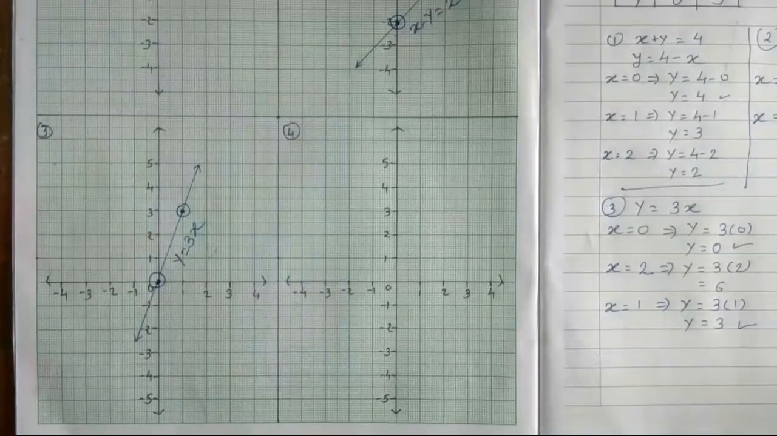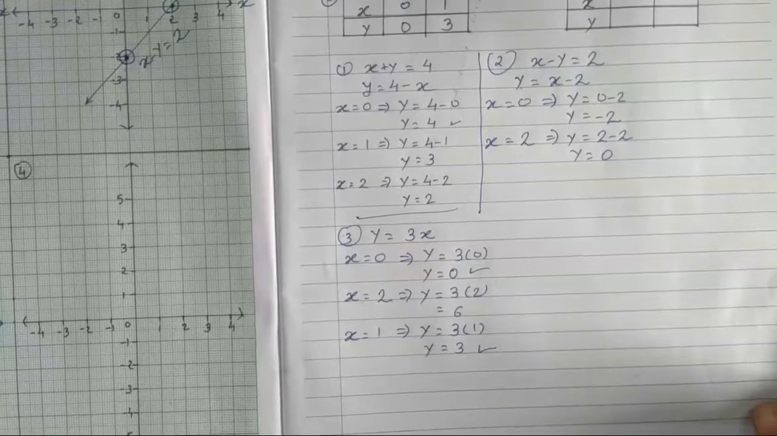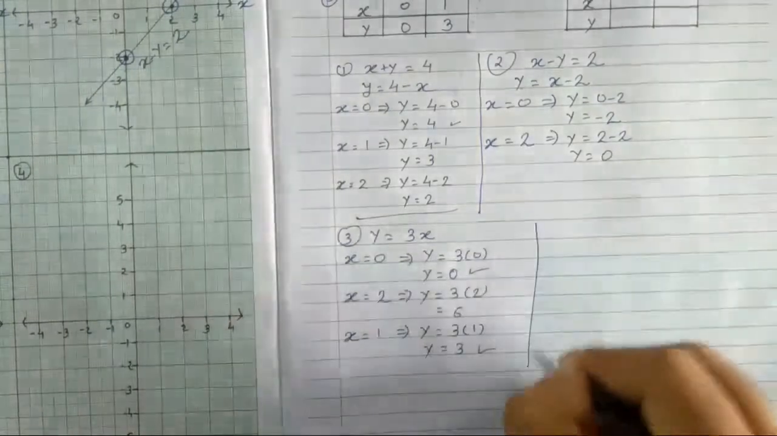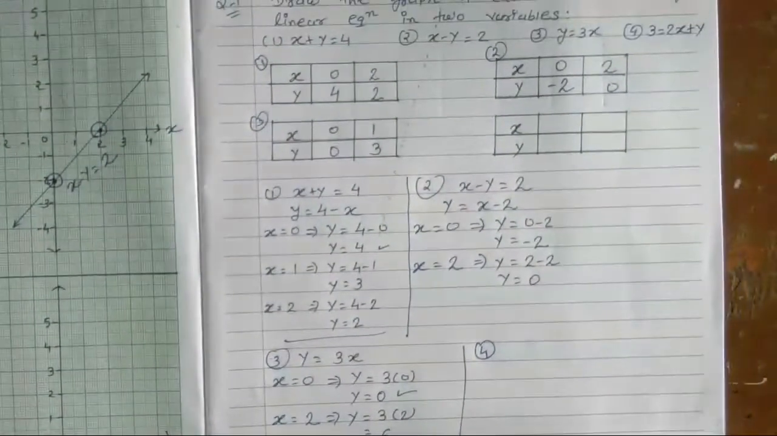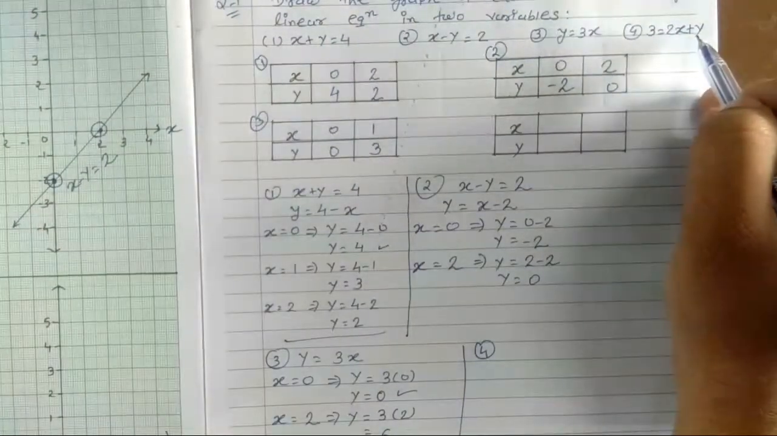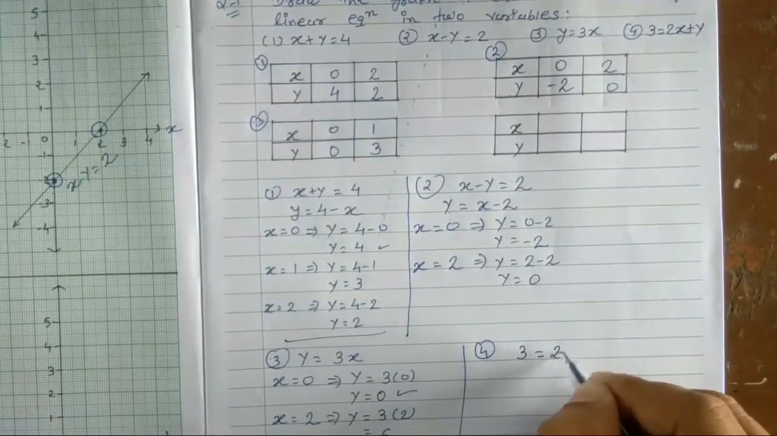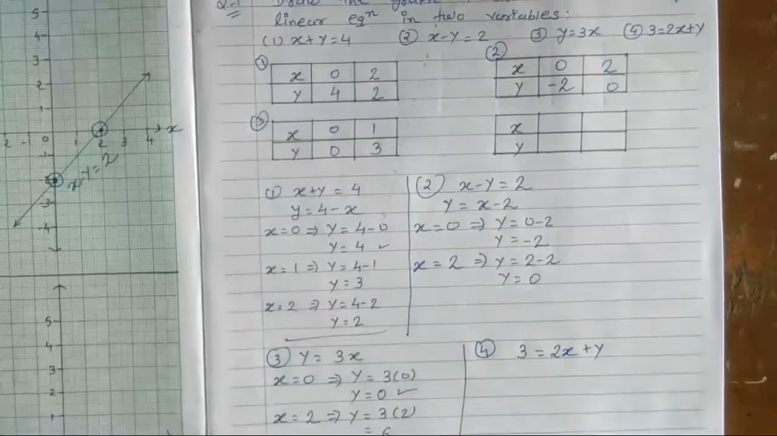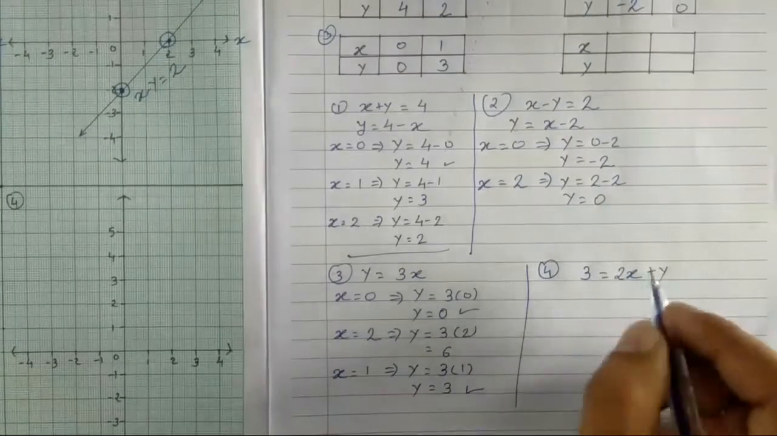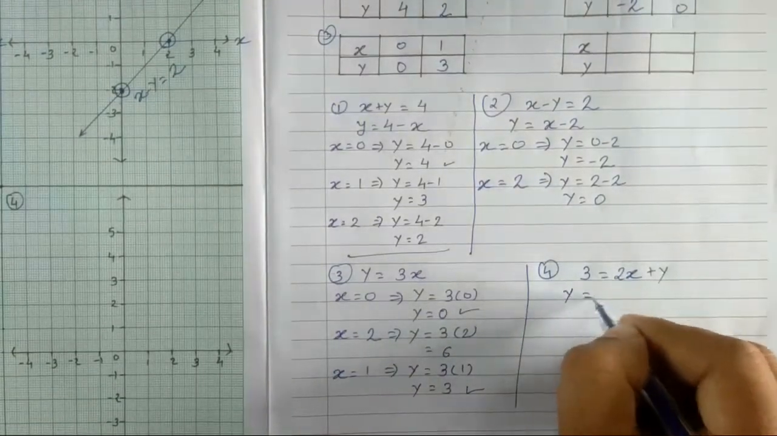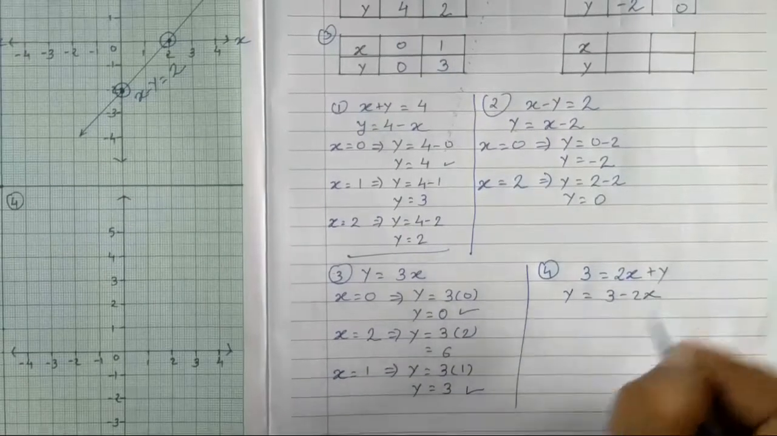Okay, now let us see the last one. Which one is our fourth equation? Our fourth equation is 3 equal to 2x plus y. Okay, write down 3 equal to 2x plus y. So we can solve this equation. Y is equal to 3 minus 2x.